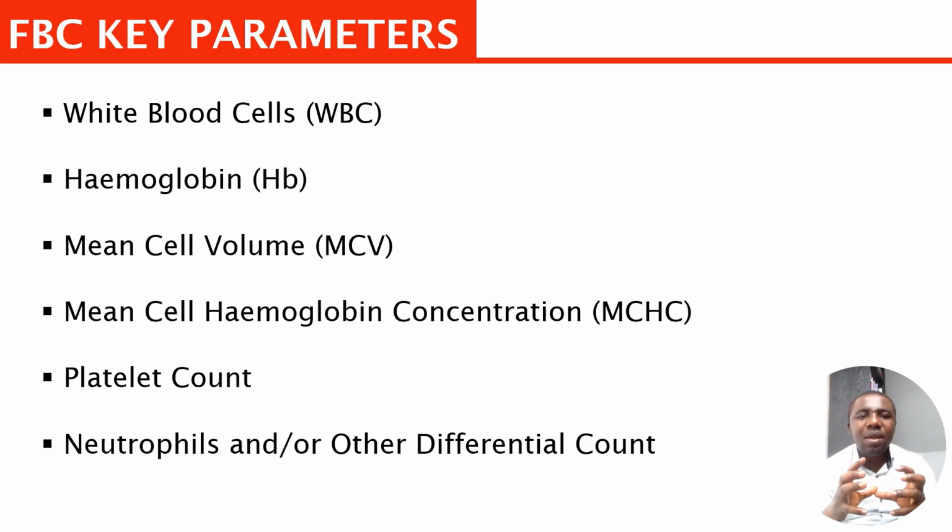So this is a key parameter that I want you guys to look at. Once you go for an interview and they present a full blood count result, guys, you don't need to look at all the parameters. It's not like all the parameters are important, but it also comes with experience. Just make sure you look at the white cells, the hemoglobin, the MCV, the MCHC, the platelet, then the neutrophils. You can then also look at other differential counts depending on the result of the total white cell count. This is very, very important, okay?